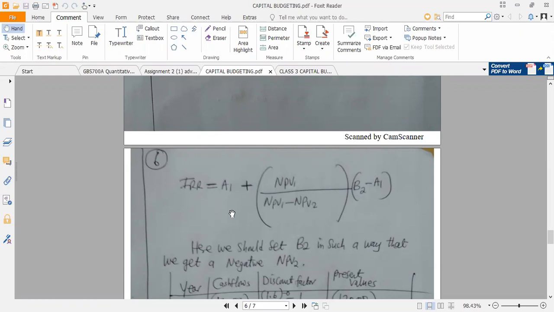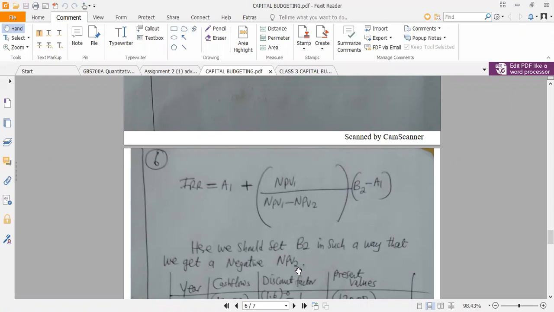Okay, so internal rate of return, we'll say the formula is equal to A1, which is rate 1, plus NPV1 over NPV1 minus NPV2, then multiplied by B2 minus A1. So B2 is rate 2, A1 is rate 1. Here we should set B2 in such a way that we get a negative NPV2.